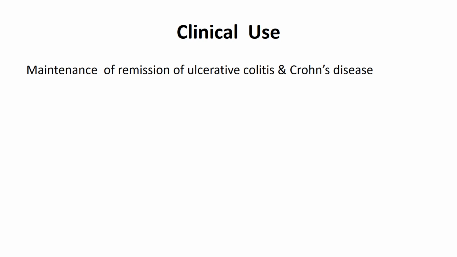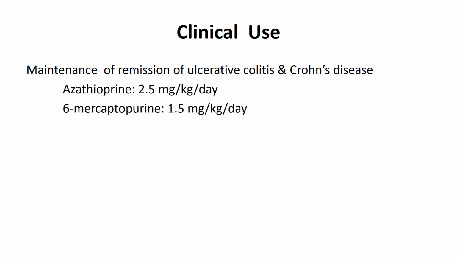The use is mainly in maintenance of remission of ulcerative colitis and Crohn's disease. So, it cannot be used for induction, because it takes a long time for response, more than glucocorticoids, more than 2 weeks. So it cannot be used for induction, but it can be used for maintenance. The dose is azathioprine 2.5 milligram per kg per day, and 6-mercaptopurine is 1.5 milligram per kg per day.